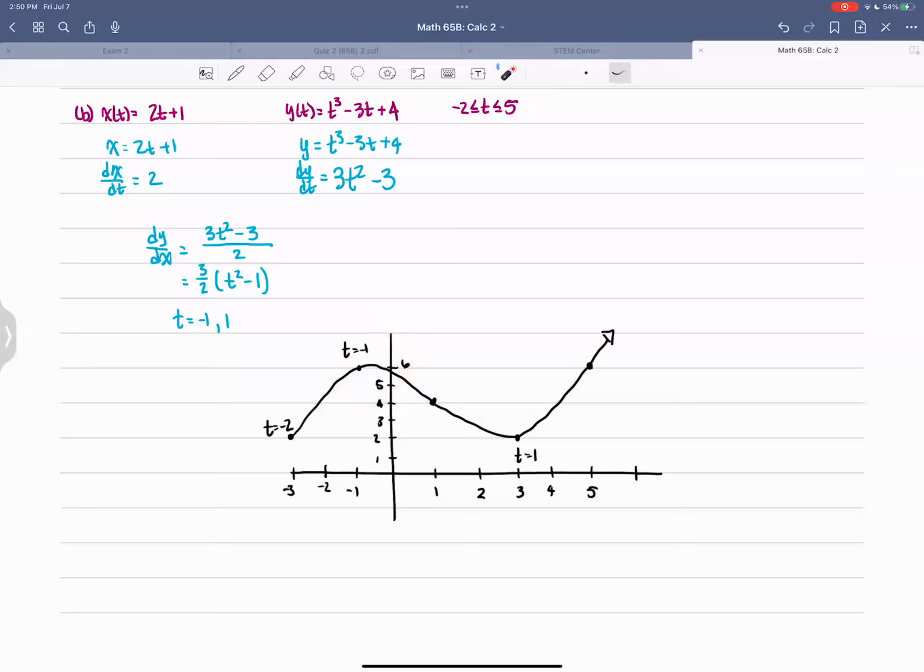We only have critical values at these 2 points. Well, it's when t was equal to -1 here and when t was equal to +1 right down here. So I think that's pretty cool.